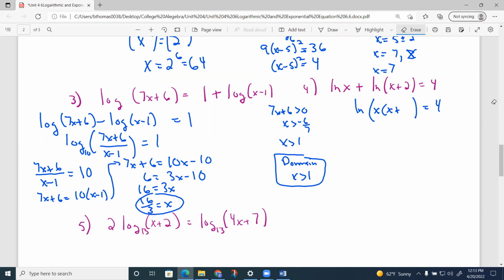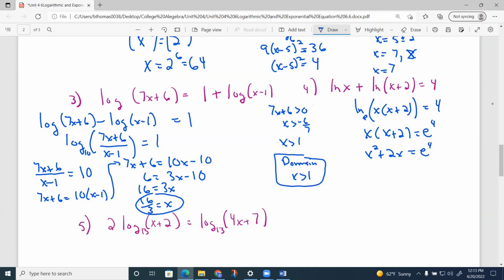So what we should have had is L of x, and we had this L of x plus 2, so that should be just multiplying x times x plus 2, like that. So again, since this is a base e, we can put this in exponential form. So again, I'm going to have this x times x plus 2 equals e to the 4th. So we didn't get away with that. So we now have x squared plus 2x equals e to the 4th.